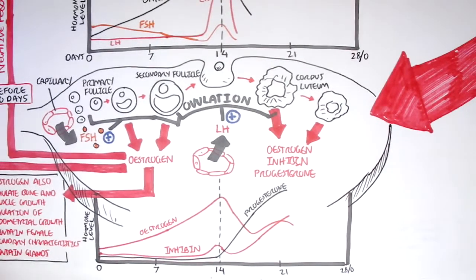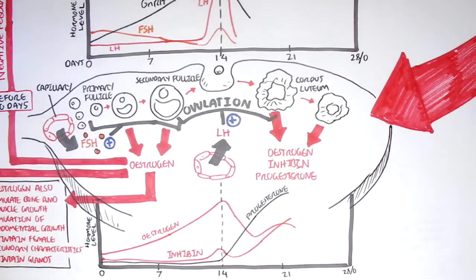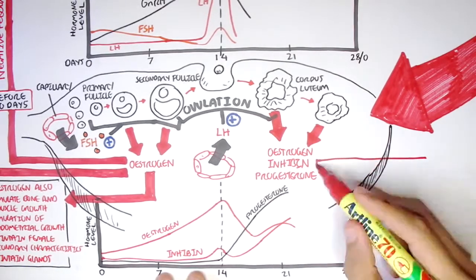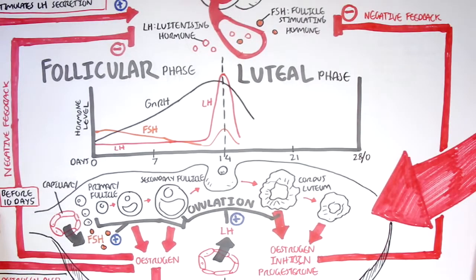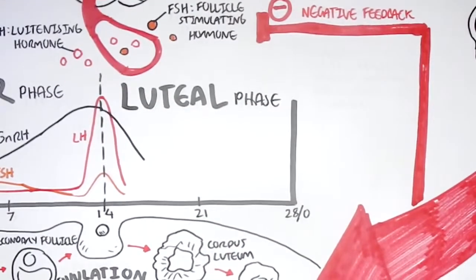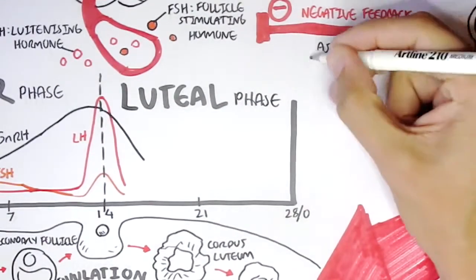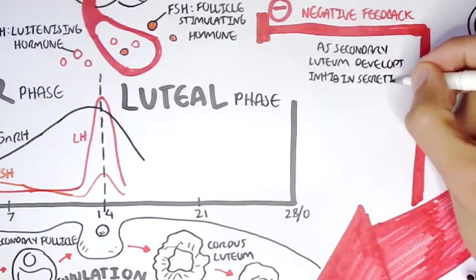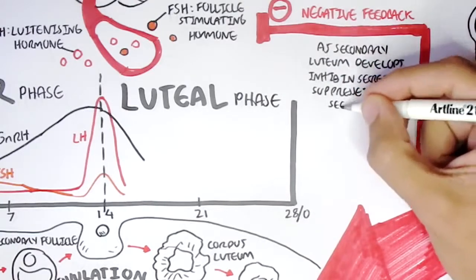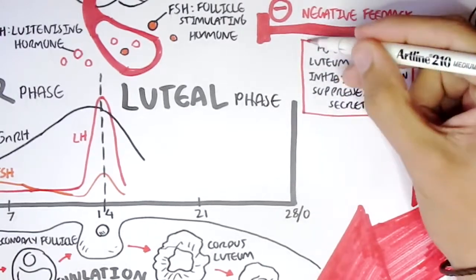So what do these hormones do? Well, inhibin has a negative feedback and it will essentially inhibit the secretion of follicle-stimulating hormone. Because we are in the luteal phase, we don't need any more follicles to mature just yet. So that is why inhibin is preventing follicle-stimulating hormone release, to prevent follicle maturation. So here I wrote, as the corpus luteum develops, inhibin secretion will suppress follicle-stimulating hormone release.